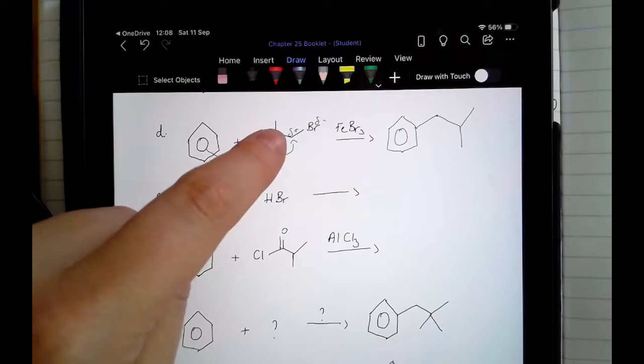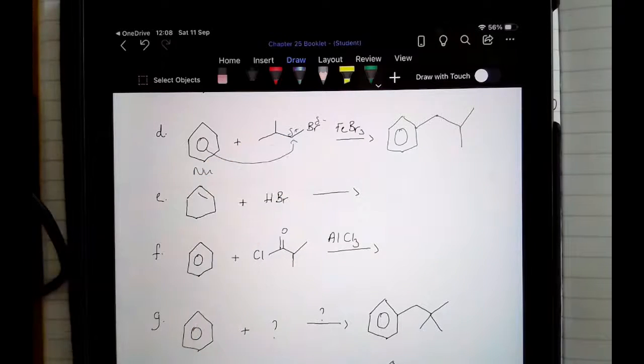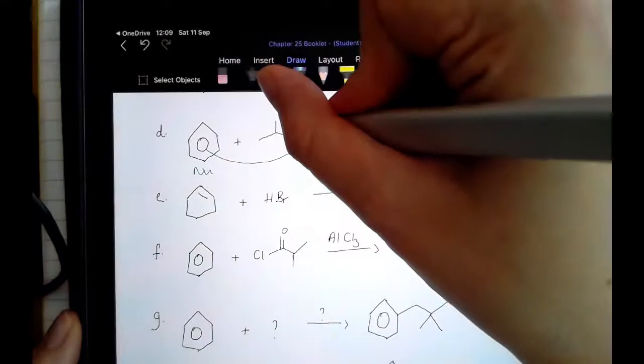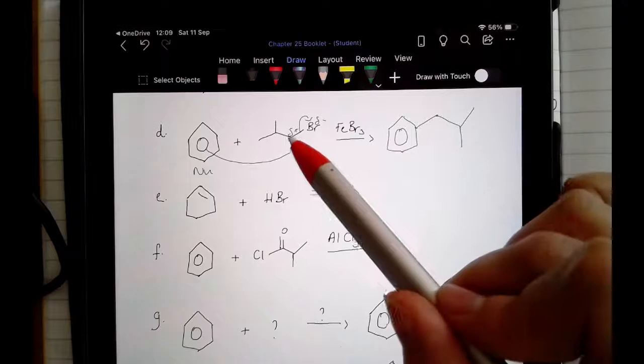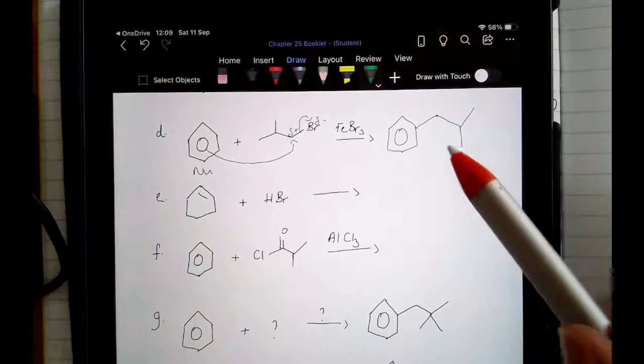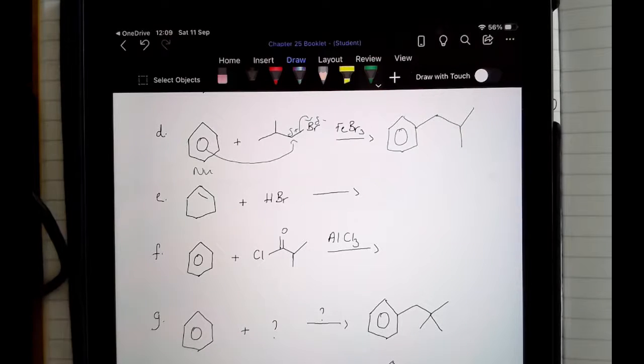It is originally bonded to a bromine, but this carbon cannot have four bonds, and it's the carbon-bromine bond that is going to break when benzene attacks. So I'm losing my bromine and I'm left with 1, 2, 3, 4 carbons, and here I've got 1, 2, 3, 4 carbons bonded to my benzene ring.